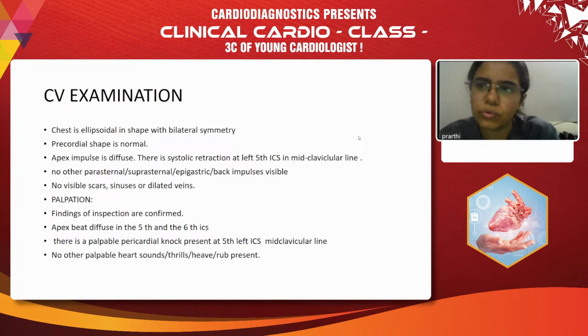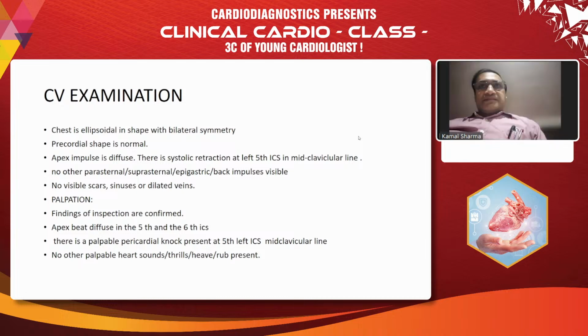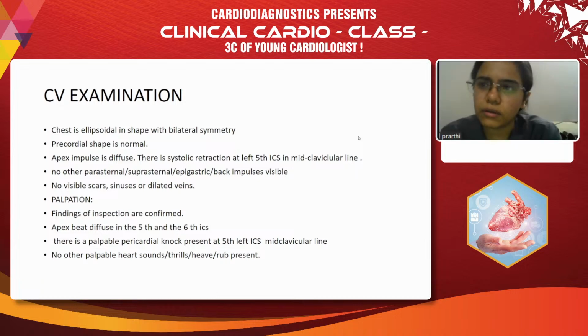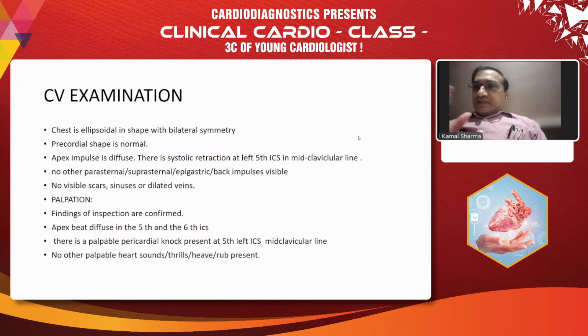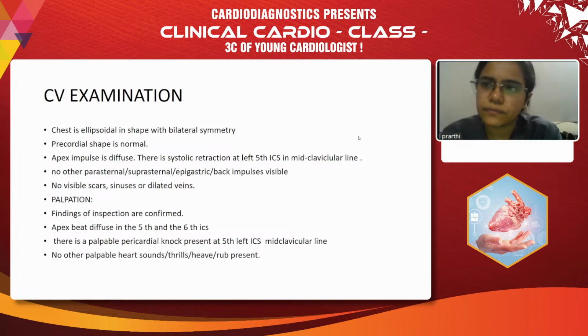Sir, due to involvement, there is a systolic retraction of the apex. That doesn't make the apex impulse diffuse. Diffuse always means RV, or an aneurysm. If it is LV, then it is an aneurysm, or it is RV. RV, yes, sir. Okay. So it's more the retractions that matter.